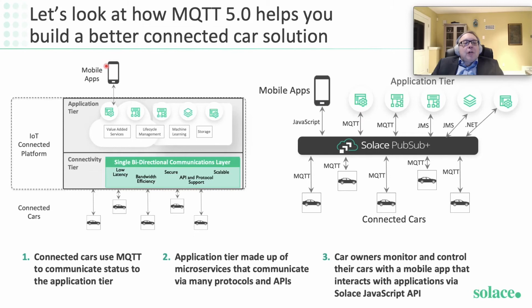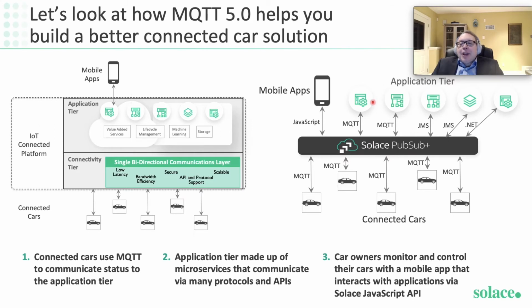So basically, the car owners can monitor and control their cars through the mobile app, but they generally don't connect directly. They'll connect through applications that sit either in cloud services or in the data centers of the car manufacturers. Now, what this looks like from an event mesh and a messaging viewpoint, you've got the Solace PubSub+ brokers or mesh of brokers. All the cars are connecting into the event mesh using MQTT.